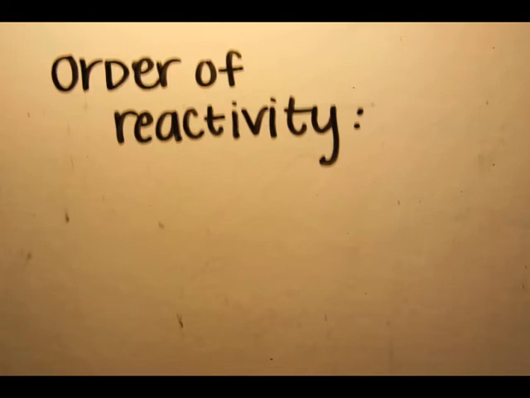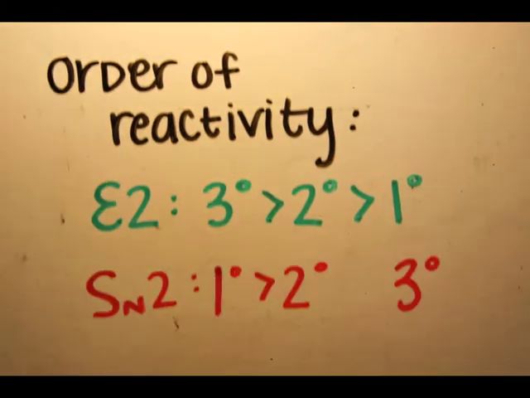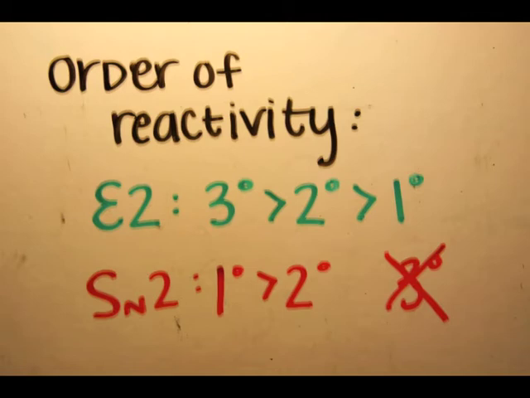The order of reactivity for E2 reactions favors sterically hindered sites. So tertiary carbons are favored over secondary carbons, which are favored over primary carbons. This is different than SN2 reactions where the opposite is true. Primary carbons are favored over secondary carbons, and SN2 reactions don't happen on tertiary carbons at all. The reason for this is that it's easier for a base to access a protic hydrogen than it is for a nucleophile to access the leaving group site.